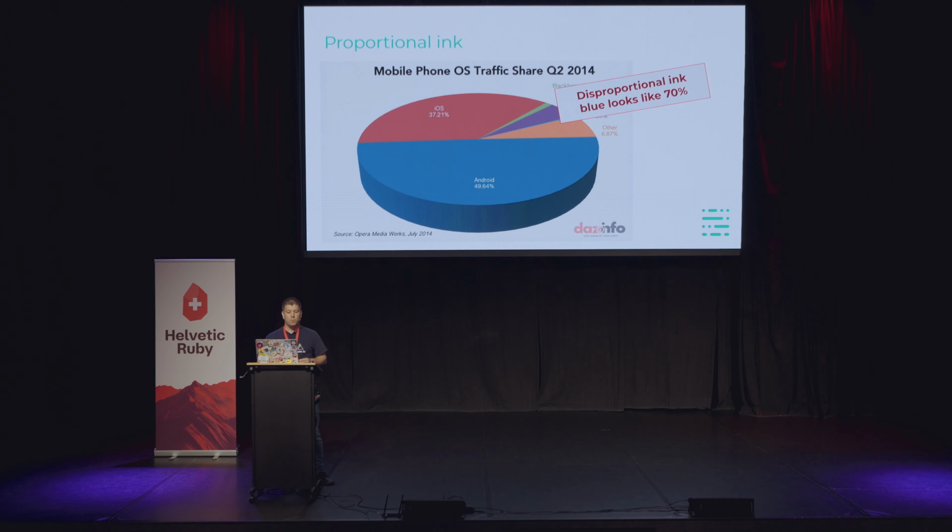Then there is an effect of proportional ink. So Android seems to have a much larger market share than it actually had, because the blue area covers about 70% of the picture and not 50% as it actually should.